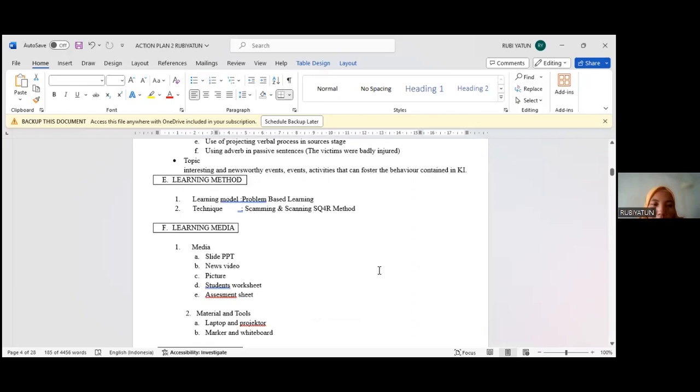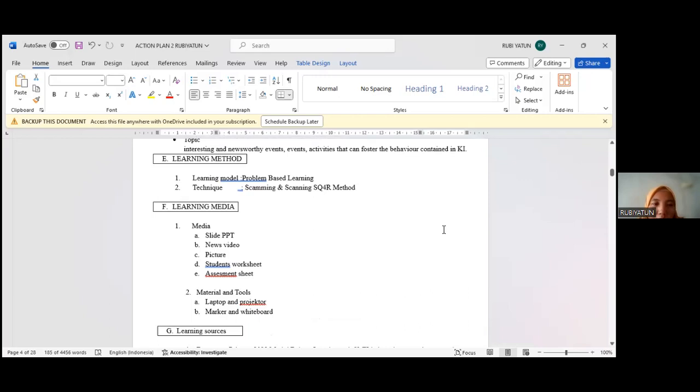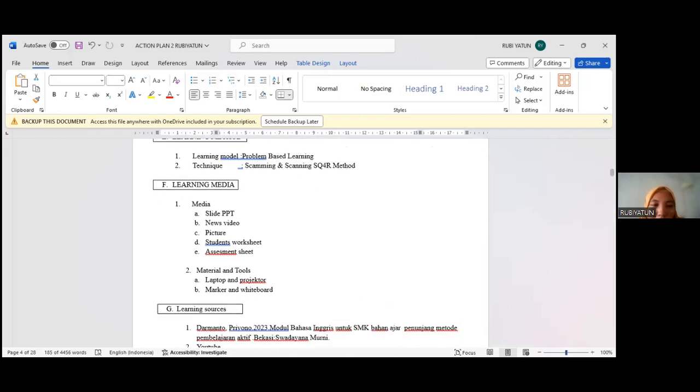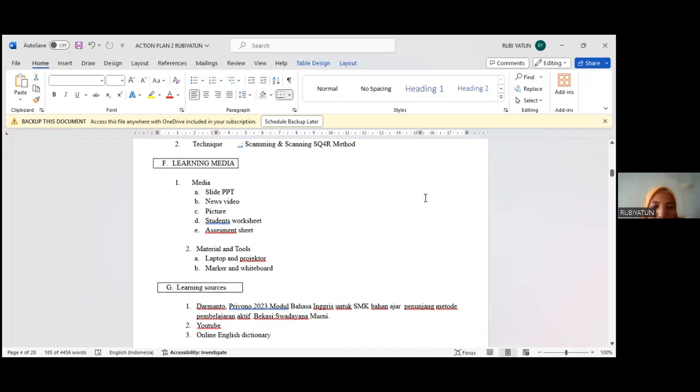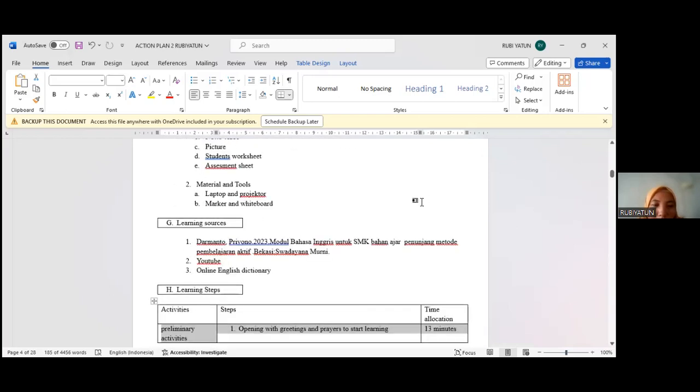The topic is interesting and newsworthy event activities that can foster the behavior content in KI. Sorry, the learning method is using problem-based learning. The technique is scanning, or a skill for our method. The learning media are PowerPoint, news video, pictures, student worksheet, and then assessment sheet. Material and tools: laptop and projector, marker and whiteboard.